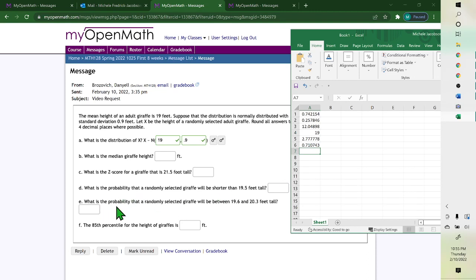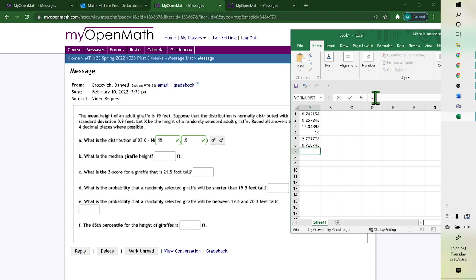E. What is the probability that a randomly selected giraffe is between the two values? When I put in 20.3, it's giving me the percent below that. If I put 19.6, it gives me the percent below that. So if I subtract the two answers, it'll give me what's in between them. So we have to find, just like we did the 19.5, the value for 20.3 and 19.6, and then subtract them.